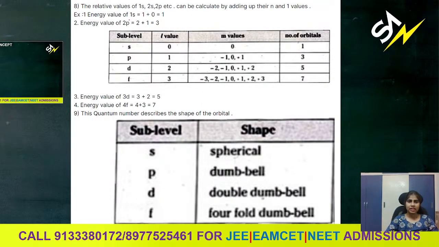And next, the relative energies of 1s, 2s, 2p can be calculated by adding up their n and l values. For the 1s orbital, n is directly taken as 1, and the l value of s is 0, so the energy level is 1. For 2p, 2 is the main one, and the l value of p is 1, so the complete energy is 3.